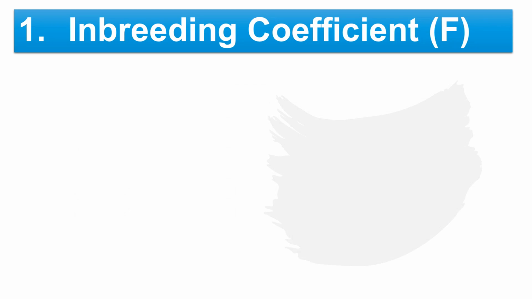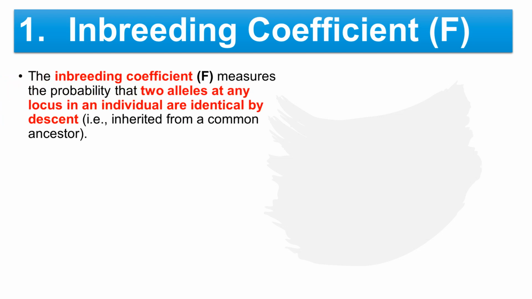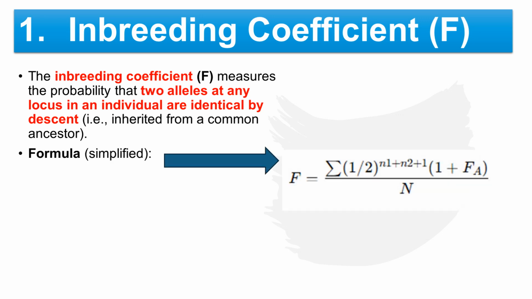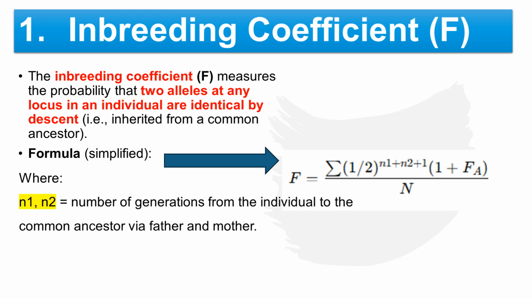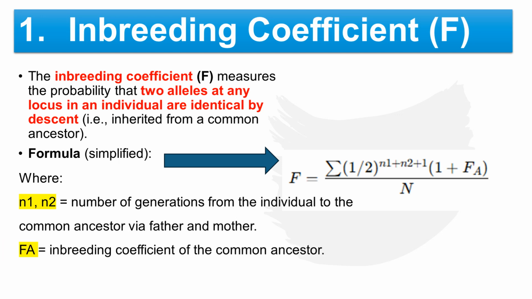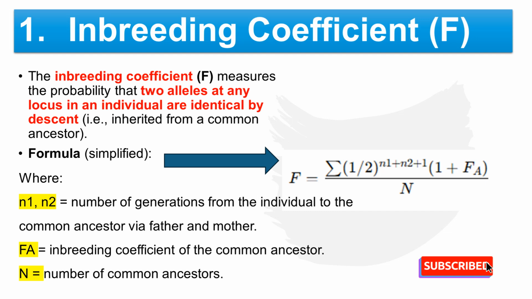1. Inbreeding coefficient F. Definition. The inbreeding coefficient F measures the probability that two alleles at any locus in an individual are identical by descent, i.e., inherited from a common ancestor. Formula, simplified. Where N1, N2 equal the number of generations from the individual to the common ancestor via father and mother. FA equals the inbreeding coefficient of the common ancestor. N equals the number of common ancestors.